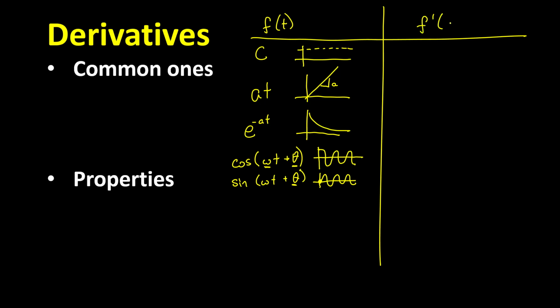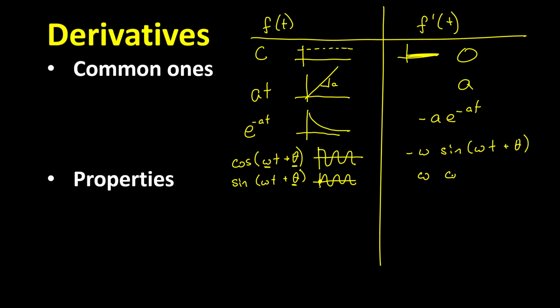So let's determine for each of these what its derivative is. For the constant, clearly, it's not changing, so the derivative is just 0. The derivative of a times t is a. The derivative of e to the minus at is minus a e to the minus at. The derivative of this cosine, by the chain rule, is a sine of the same frequency, just scaled. And also by the chain rule, the derivative of a sine wave is a cosine at the same frequency, just scaled.